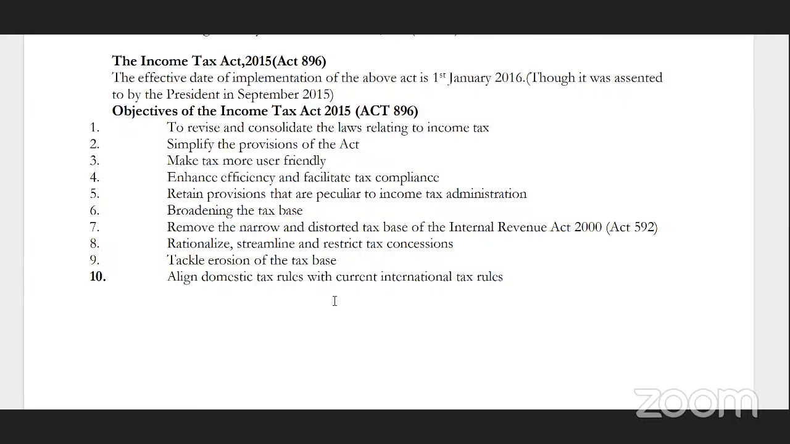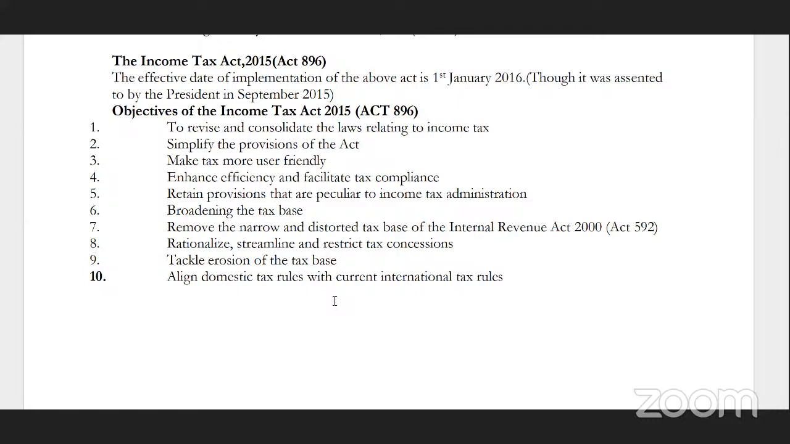Two, to simplify the provisions of the Act. That is true, some provisions have been simplified compared to the predecessor law. And three, they wanted to make tax more user-friendly. And why is that so? Before, because of the revenue agencies, which were separate, income tax was not quite user-friendly because there were some bits and pieces of complexities which we had to look at. Are you getting it? And now, because of convenience and simplicity, the Income Tax Act was created. I hope that is okay.